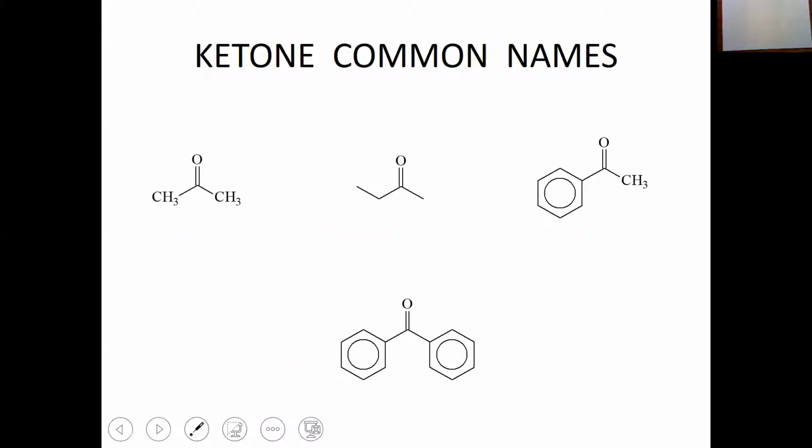Here's some ketones that you have to know the common name of. This is a 3-carbon ketone. You can't call it propione ketone. That's acetone. The one in the middle, MEK, that's methyl ethyl ketone. It tells you there's a methyl on one side, an ethyl on the other side of this ketone. Acetophenone and benzophenone, common names you need to know.